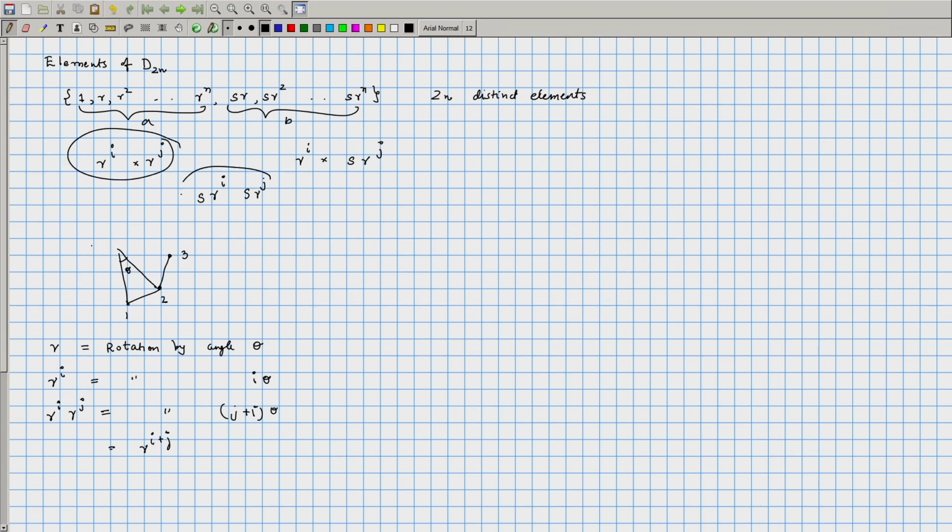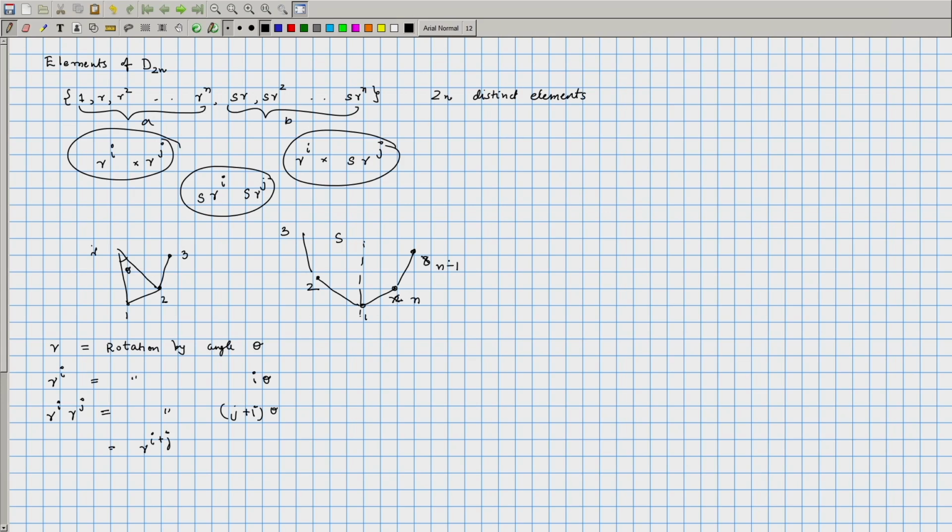Now, these two have S coming in between the rotations, that is, the flips are coming in between the rotations. S is basically a flip. If you look at 1, 2, 3, a flip about vertex 1 takes this to the other side. So, after the flip 2 will be here, 3 will be here, and in place of 2 there will be n, in place of 3 there will be n minus 1, and so on.